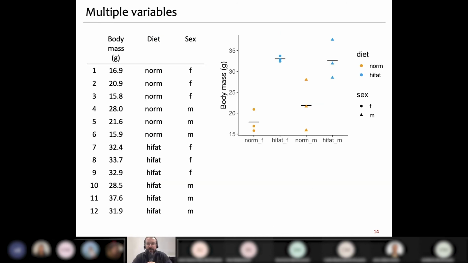Now it's time to see how to include multiple variables in a linear model. We have a new data set now, where in addition to the diet, we also record the sex of a mouse. The plot shows our data, and there are 4 categories here: normal diet female, high fat female, normal diet male, and high fat male. As always, I strongly recommend making a plot like this before you start analyzing your data. Just by looking at it, you immediately see that there is some effect from a high-fat diet.